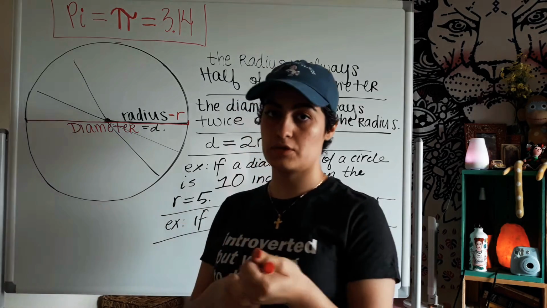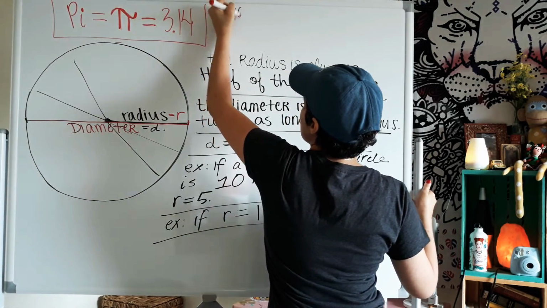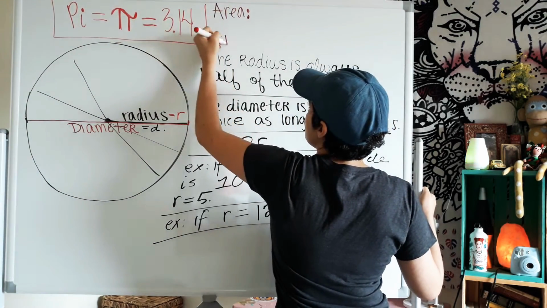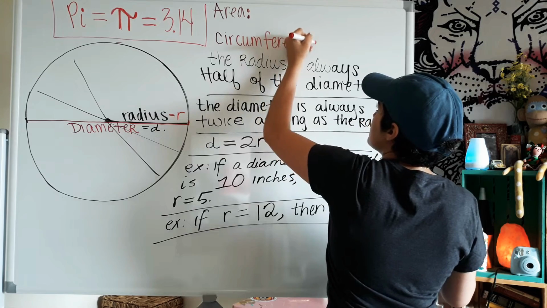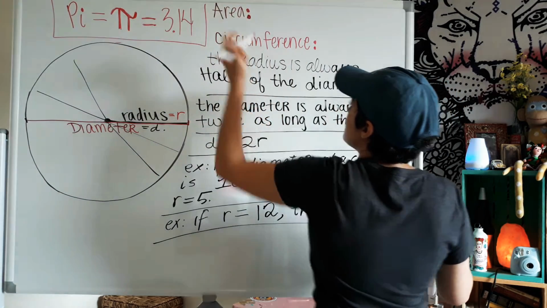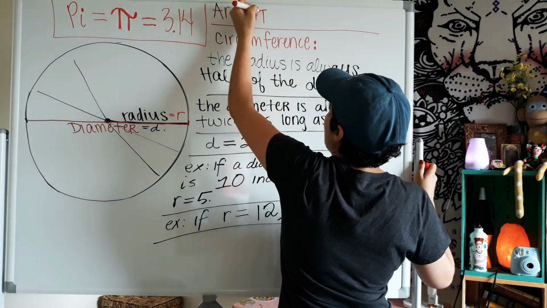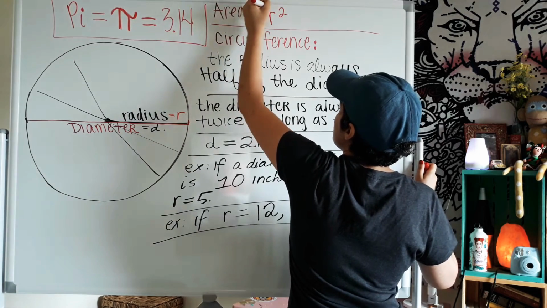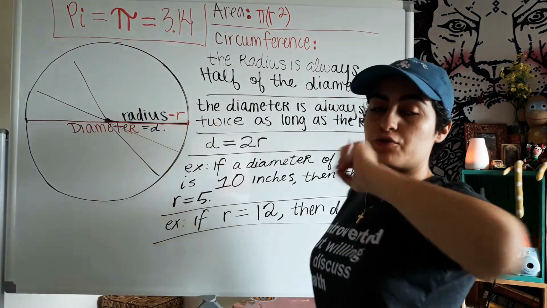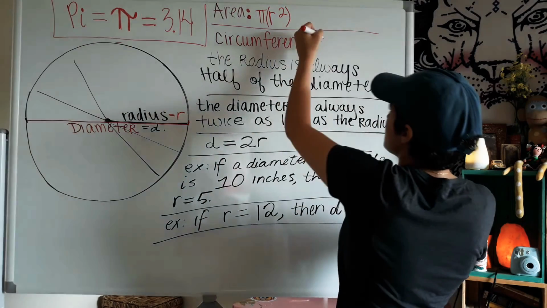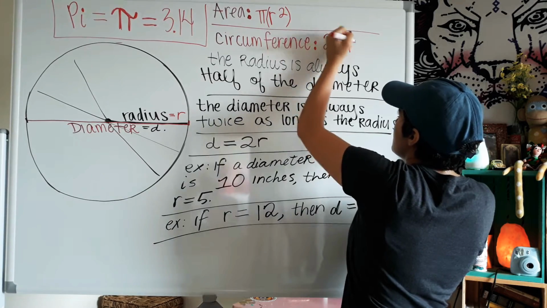But we do have two more formulas that we need to know, and I think you've seen them before. The area of the circle and the circumference of the circle. The area of the circle is pi r squared, and I'm going to put a parenthesis around the r squared. And the formula for circumference is 2 pi r.